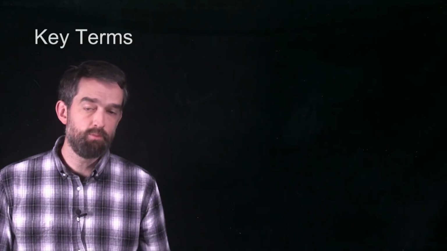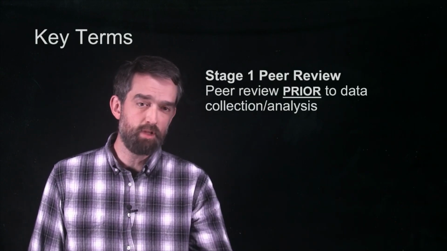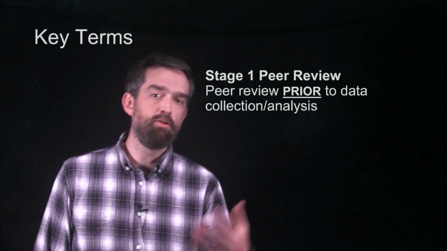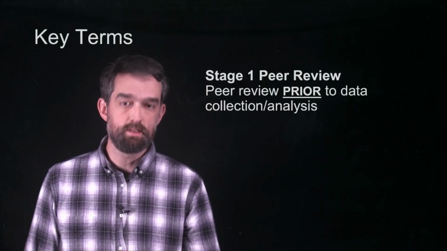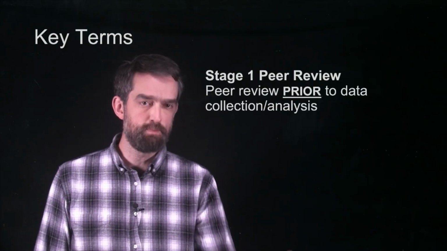Now there are key terms that we should talk about when we're talking about registered reports. The first one is stage 1 peer review. That's the peer review that happens prior to any data collection or analysis. This is the one that you do after you come up with your hypothesis, you've written up your questions, and you've done your introduction. You then submit that manuscript to the journal to go through that first peer review.